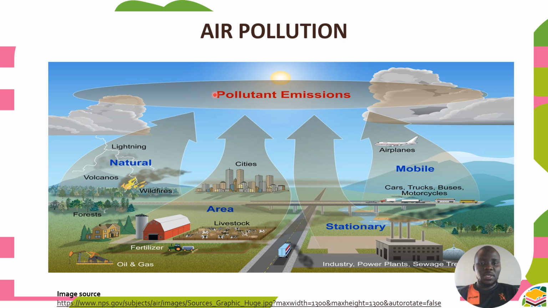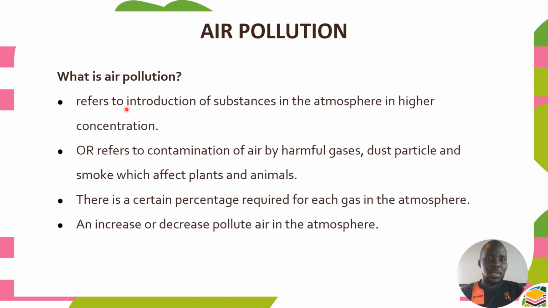Now, air pollution. Let us look closely at the diagram portrayed in this slide. We have some cities, livestock, lightning, mobile sources. All these are sources of air pollution. So what is air pollution? Air pollution refers to the introduction of substances into the atmosphere in higher concentration. It can also be defined as the contamination of air by harmful gases, dust particles, and smoke which affect plants and animals. So these are the two definitions that we can use when we want to define air pollution.